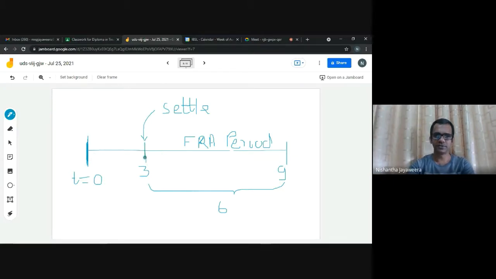This is the beginning of the FRA period, but this is the beginning of the agreement contract. Not this date. This is the beginning of the FRA period. We settle the transaction on this date. We don't wait until the maturity.